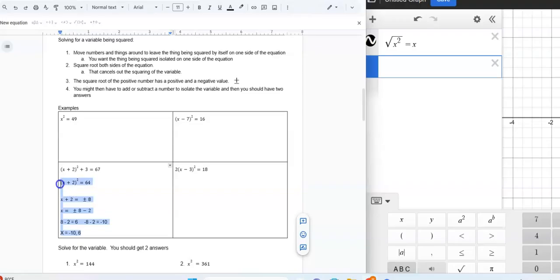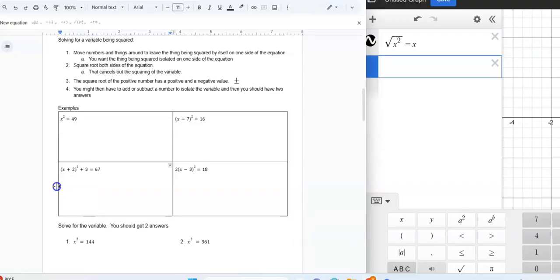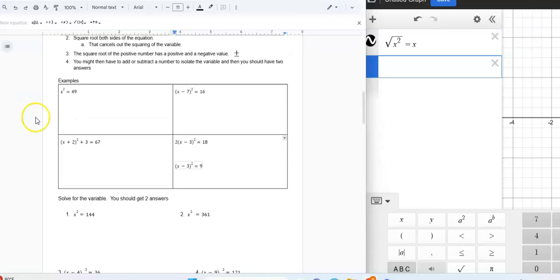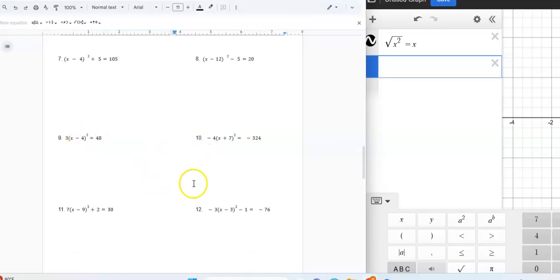That's also how you do the last examples. You just divide everything by 2. I'm not going to do the whole thing for you, but if you divide both sides by 2, you then get x minus 3 squared equals 9. Then you square root both sides, and you should get two answers: 0 and 6. And that's how you do these.